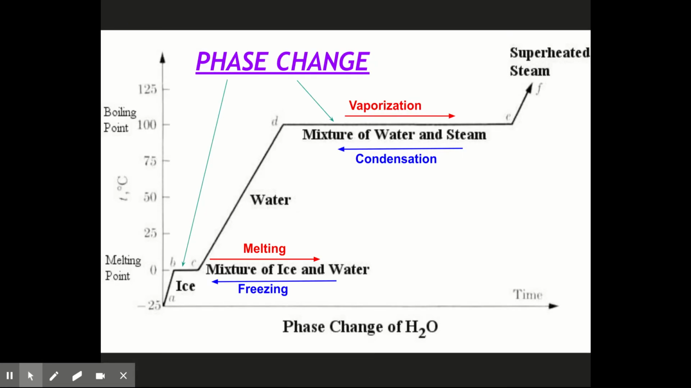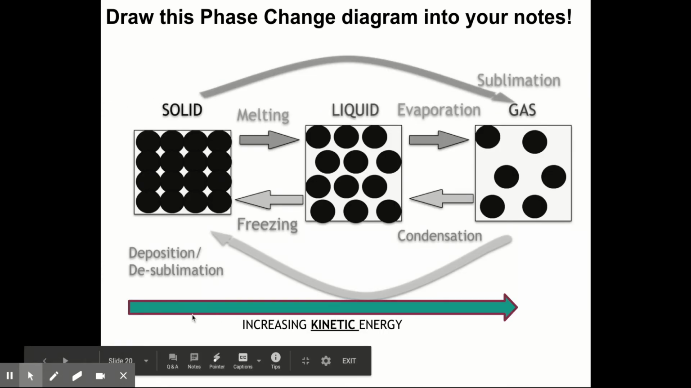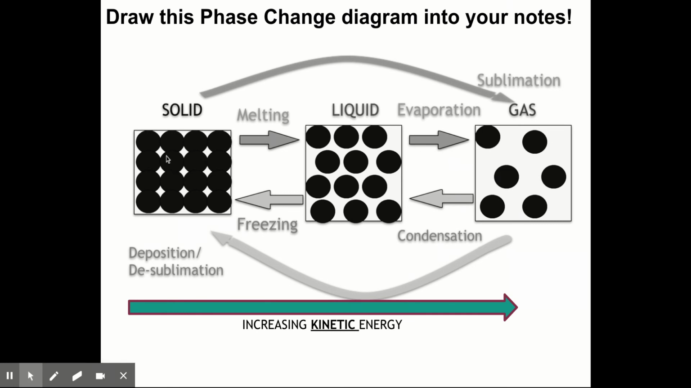So this is just a picture of it all put together, okay? And I want you to draw this phase change diagram into your notes because it's different than the phase change graph, okay? So I want you to take a minute and draw this into your notes. I want you to draw solid, liquid, gas, and I want you to draw the arrow of solid melting into liquid, liquid evaporating or vaporizing, those words are synonymous, into gas, and then gas condensing into liquid, and liquid freezing into a solid, okay?